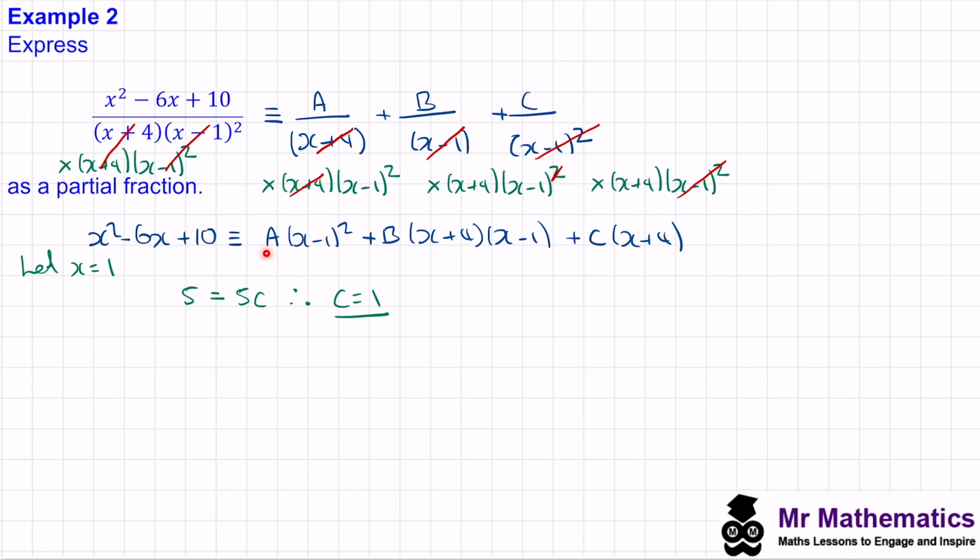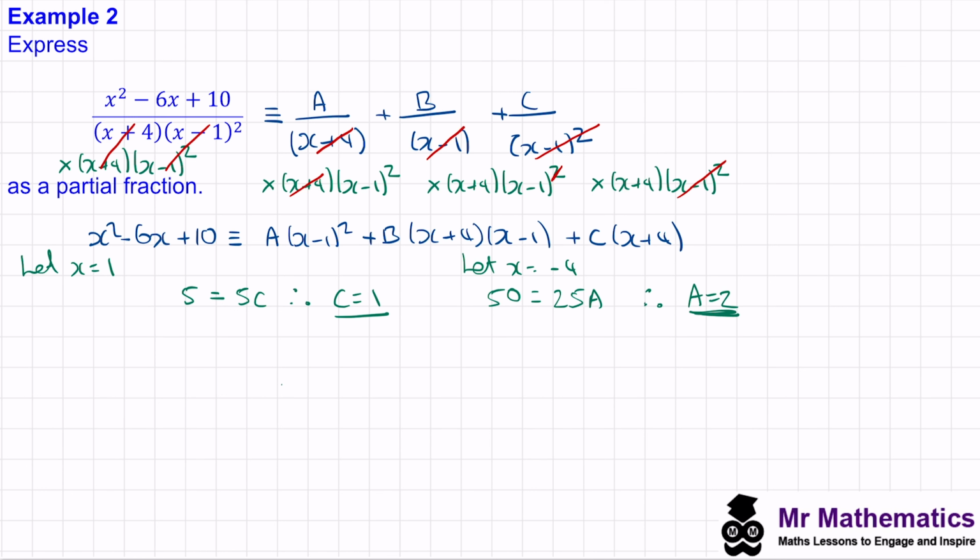And now we can work out the value of a by letting x equal negative 4. So this will cancel out the b's and the c. So if we say let x equal negative 4, we have negative 4 squared minus 6 lots of negative 4 plus 10. So this becomes 50 is equal to, and then we have negative 4 minus 1, so minus 5, and minus 5 squared is 25a. So therefore, a must equal 2.